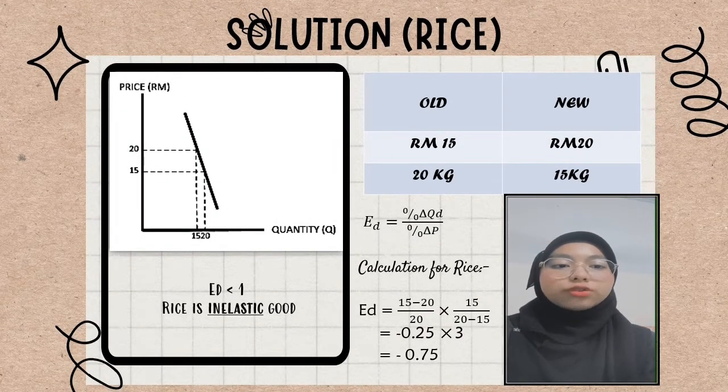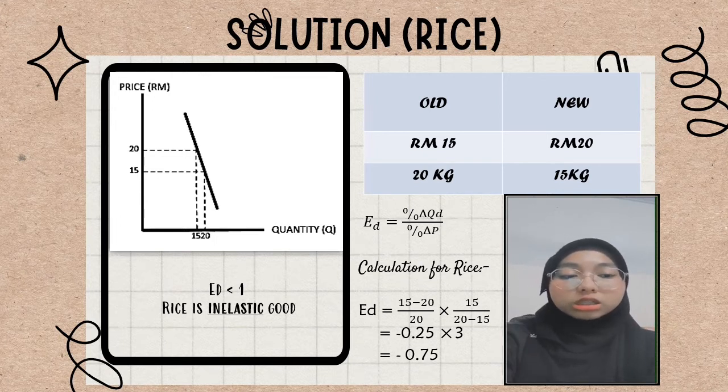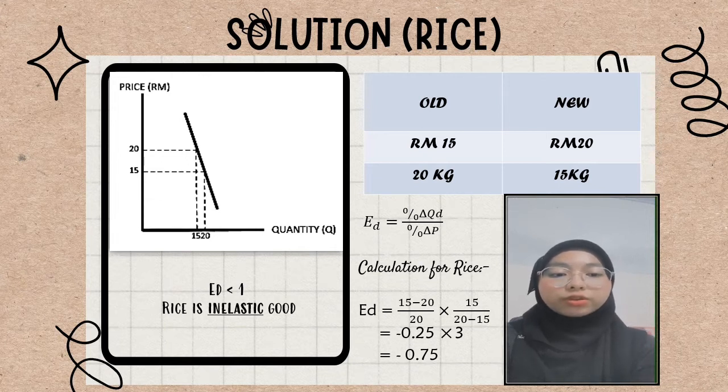The solution for rice is we can use the formula change in quantity demand divided by change in price, which is (Q1 minus Q0) divided by Q0 times P0 divided by (P1 minus P0). By using this formula, the answer is negative 0.75. Rice is an inelastic good because ED is less than 1.